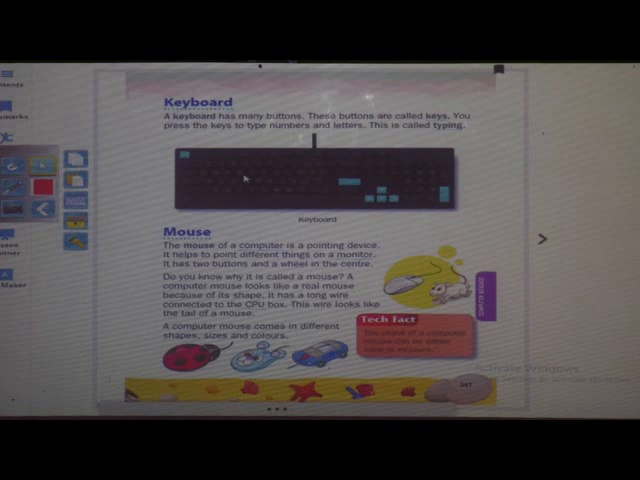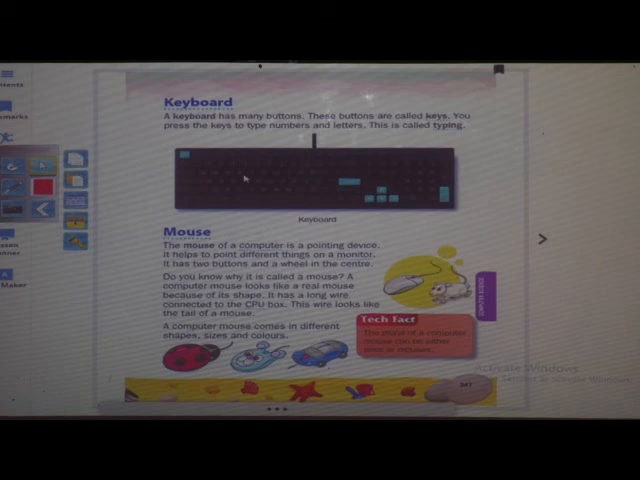Do you know why it is called a mouse? A computer mouse looks like a real mouse. Have you seen a real mouse? Yes, many of you have seen one. Because of its shape, it is called a mouse. The shape of a real mouse and this computer mouse is the same. It has a long wire connected to the CPU box. This wire looks like the tail of a mouse.